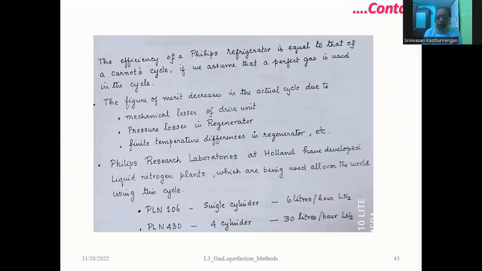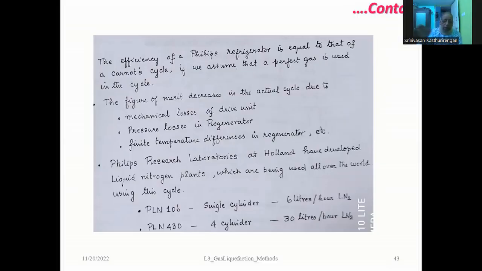Philips Research Laboratories in Holland developed liquid nitrogen plants which are being used all over the world using this Philips refrigeration cycle. Okay. And they made plants which have a single cylinder system or a four cylinder. I'm explaining what it is. The single cylinder system will have only one piston cylinder arrangement and it produces 6 liters per hour of liquid nitrogen. And PLN 430 is a four cylinder machine.